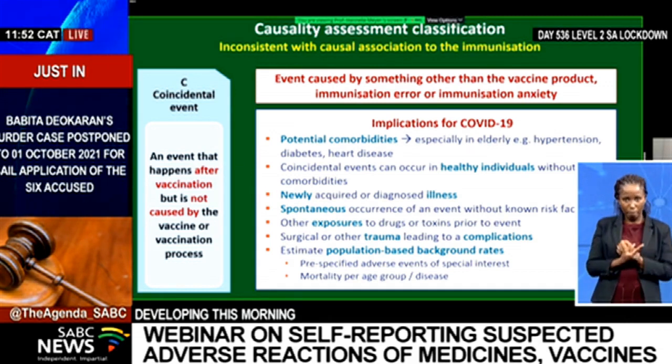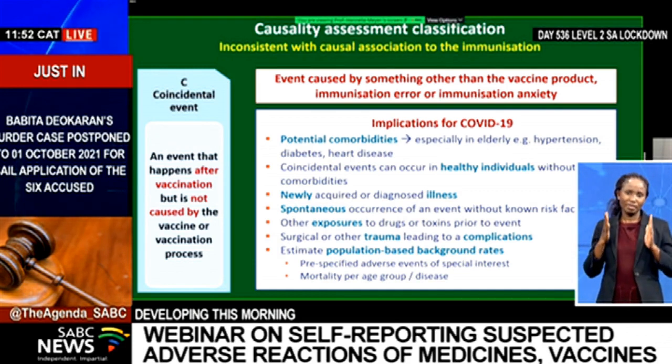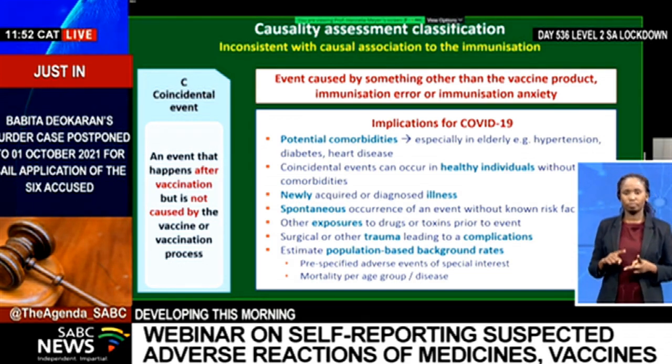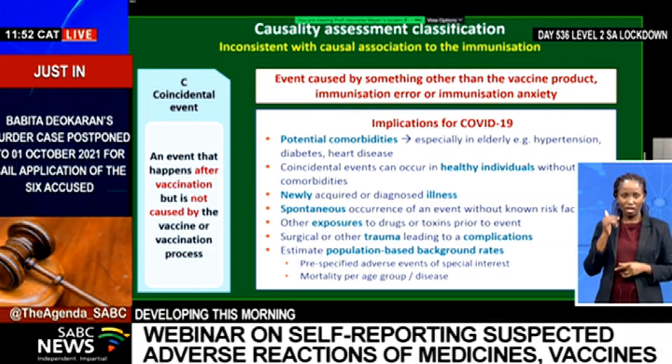The reasons for that are that people have comorbidities. We are vaccinating large populations of vaccinees, many of them in the older age groups where they have lots of comorbidities. It could be a newly diagnosed illness. It could just be something spontaneous. It could be something that the person is exposed to other than the vaccination. So this is where I also explained that we look at the population-based background rates, in other words, the expected rates for that specific event.